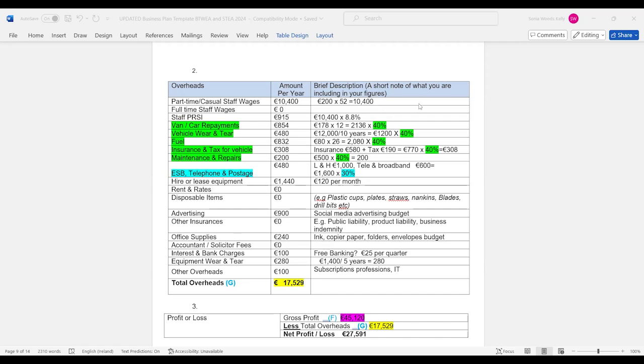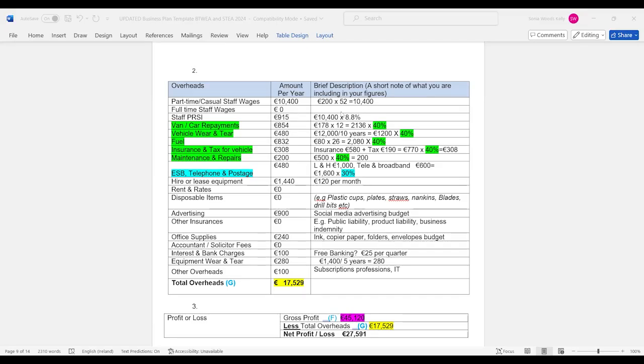So for the purpose of this demo, the business owner proposes to hire part-time staff for the full year. And remember, if you're hiring staff, while they may only be working for 48 weeks of the year, they will be entitled to holiday pay. So you're just as well putting down 52 weeks. So in this business plan, the owner is going to budget on hiring part-time staff and pay them €200 a week for 52 weeks of the year, and that will include holiday time. And that comes to €10,400. No plans to hire full-time staff.